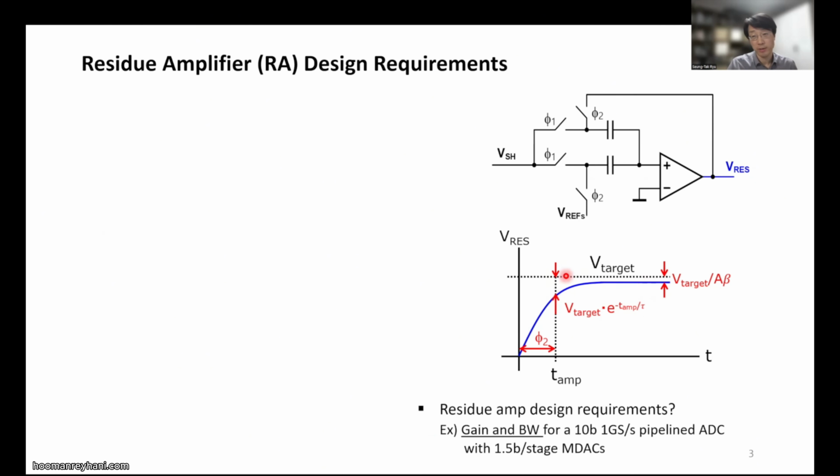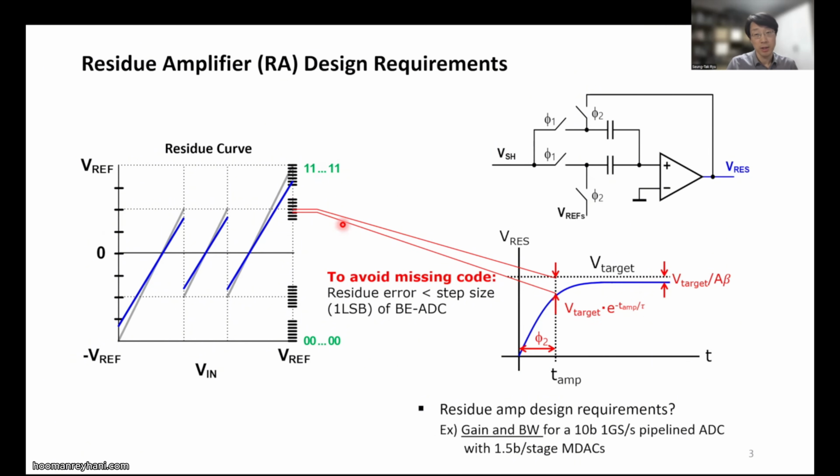And in order not to have missing LSBs, this error should be smaller than the 1 LSB step size of the backend ADC. That gives us design criteria for any given specification, right? So when we have bandwidth limited settling error, from this knowledge, we can extract the bandwidth. In the course, we will review this a little bit more.